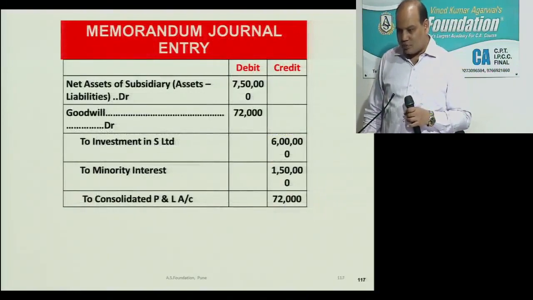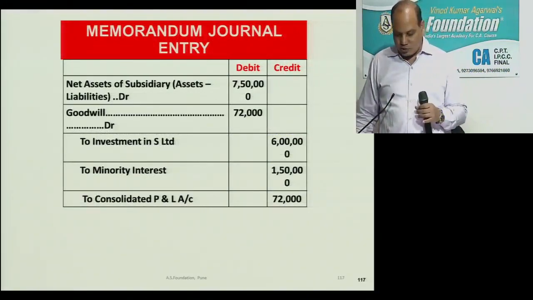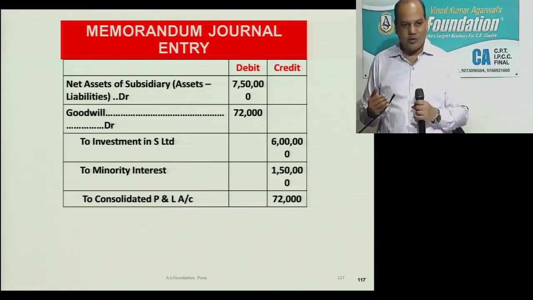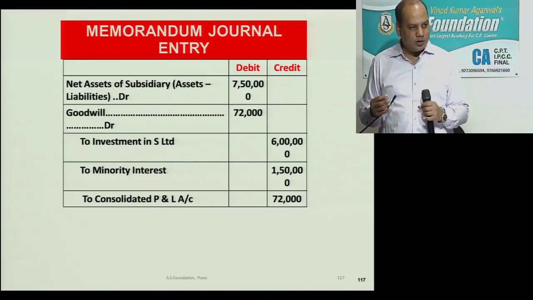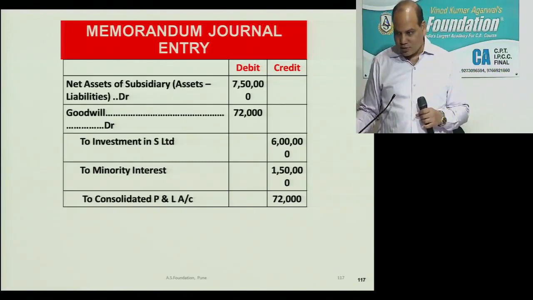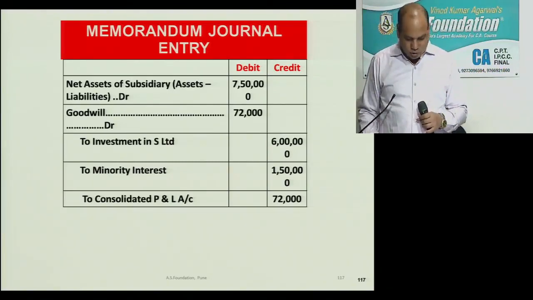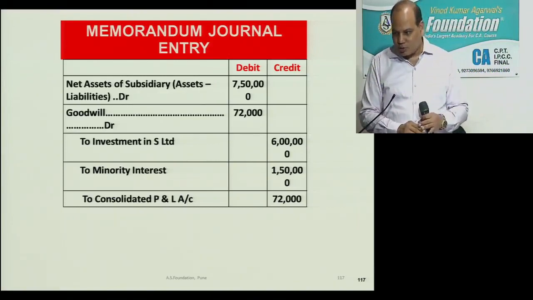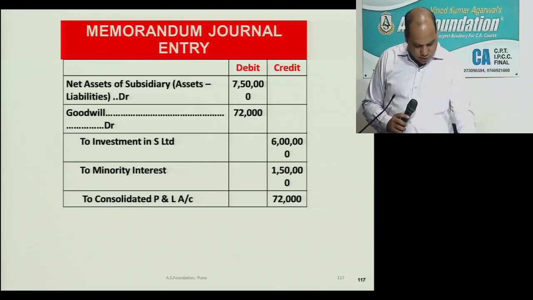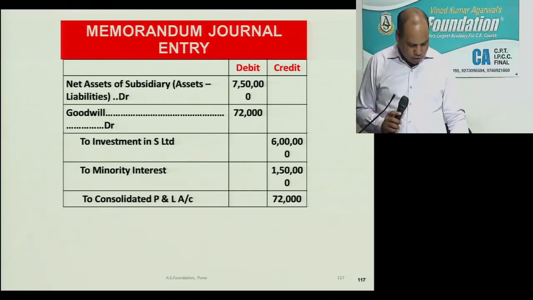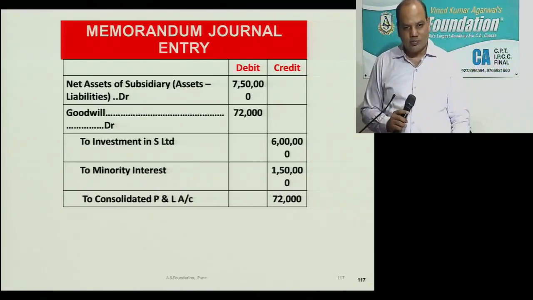Now you pass one memorandum journal entry. Memorandum journal entry means what entry will you pass to incorporate the assets, liabilities, goodwill, minority interest, etc. Net asset account debit. There are two ways you can write. Either you write all assets individually and all liabilities individually, or you can simply write the net asset. The net asset is 7,50,000, just to save your time. Otherwise you can write asset account debit 8,90,000, to liability 1,40,000.